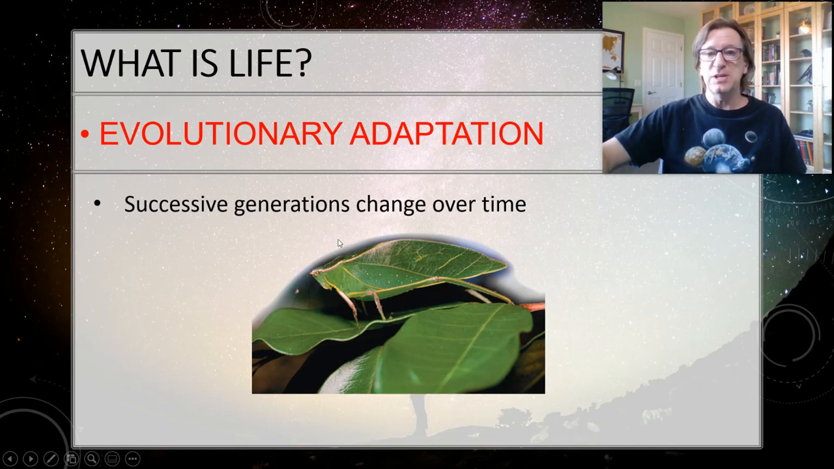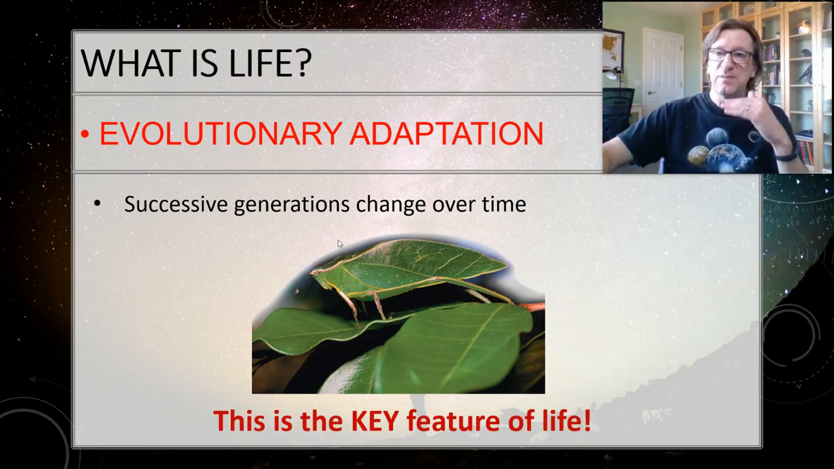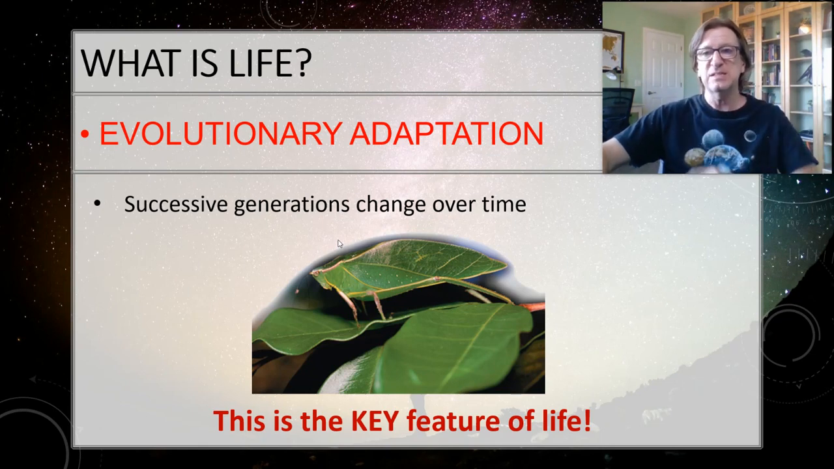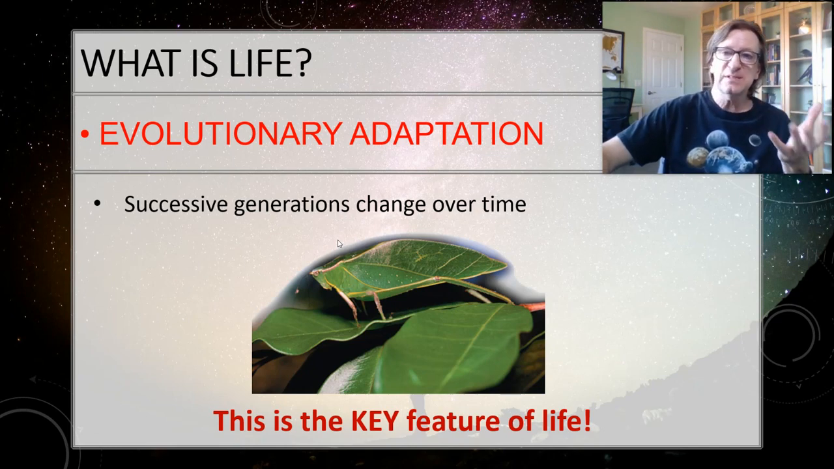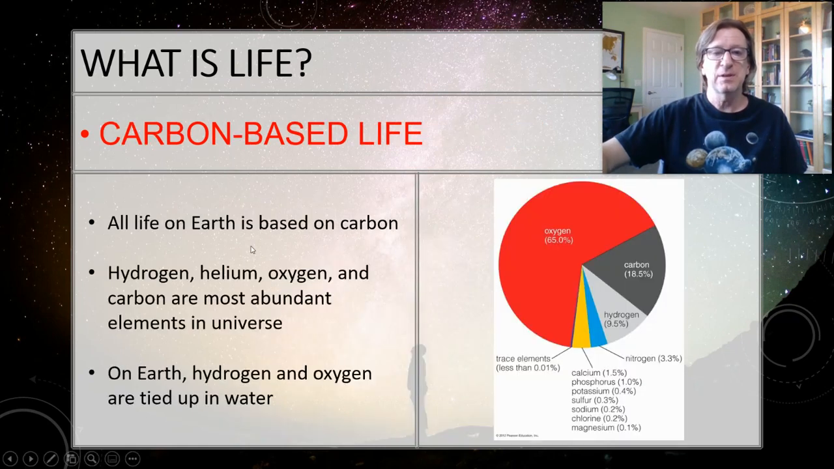So, evolutionary adaptation is the key feature of life. But it has to have all 6. If it has this one, it will have all of the other ones as well. It's just that this is the hardest one to test for. So with these 6 characteristics, you can test whether any organism is actually alive or not, including AI organisms. And I think that's going to be a really interesting, kind of exciting field from here on out.